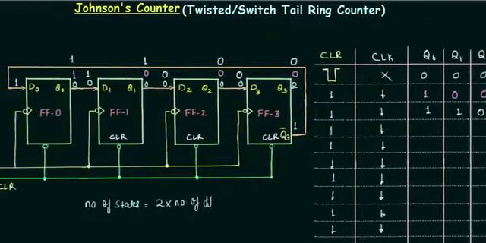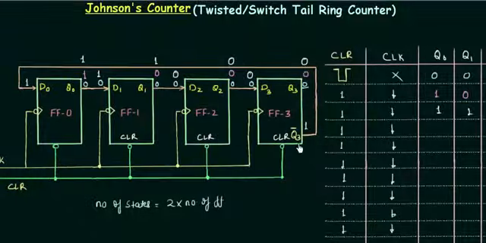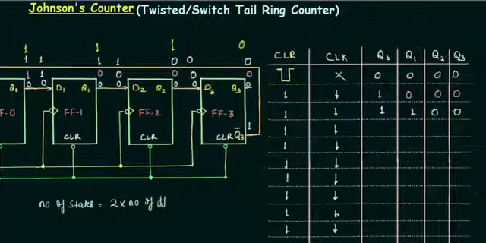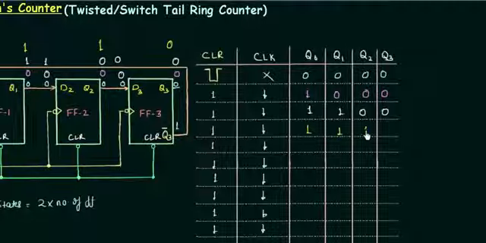Let's see the third falling edge. Again Q3 is 0, so Q3 complement is 1, so our D0 is 1. Q0 is 1, so D1 is 1. Q1 is 1, so D2 is also 1. Q2 is 0, so D3 is 0. Let's see what we have now as the output. D0 is 1, so Q0 is also 1. D1 is 1, so Q1 is 1. D2 is 1, so Q2 is 1. D3 is 0, so Q3 is 0. So we have 1 1 1 0.